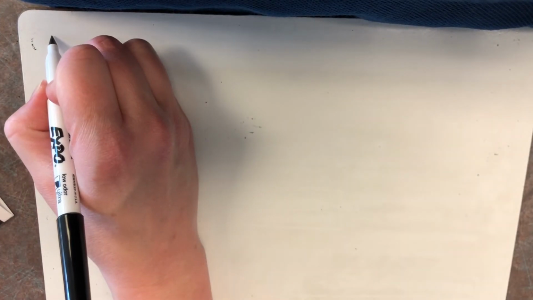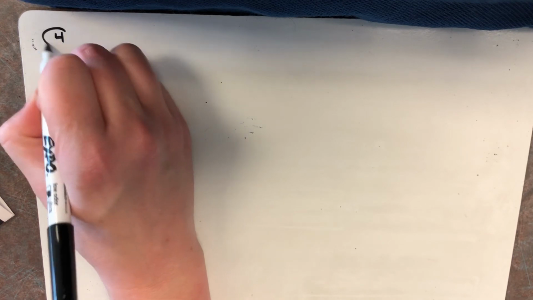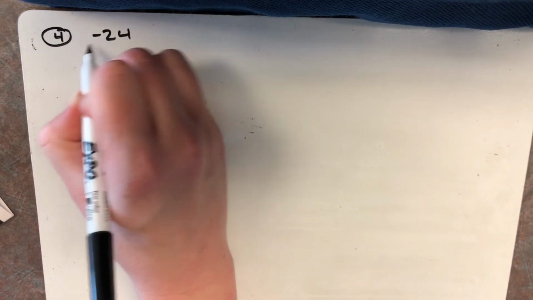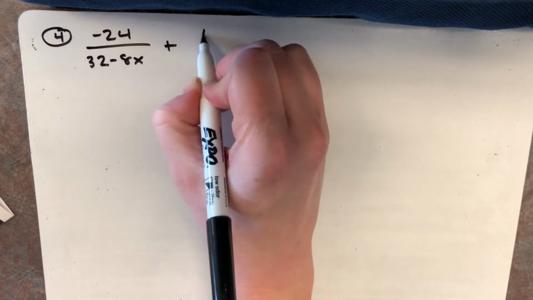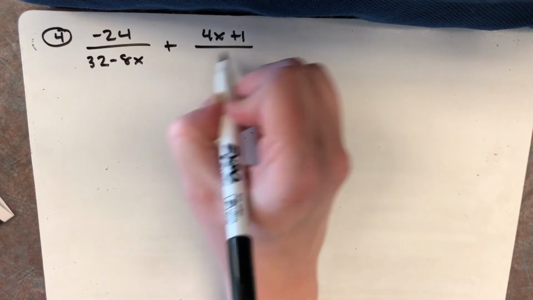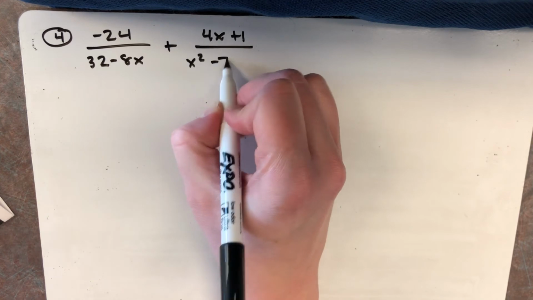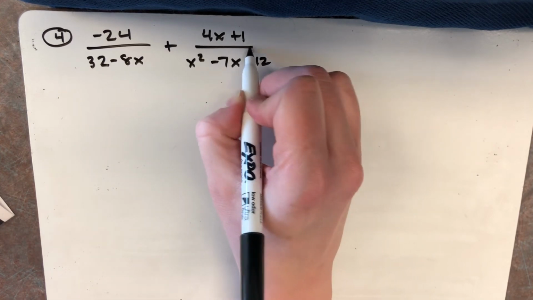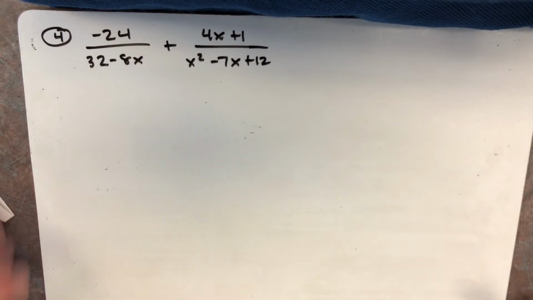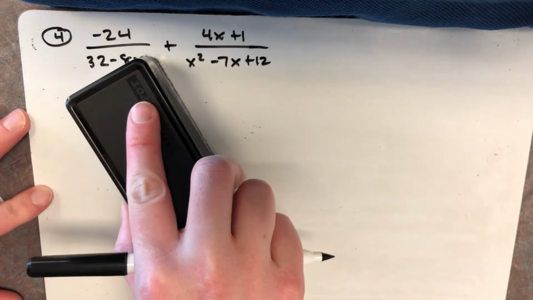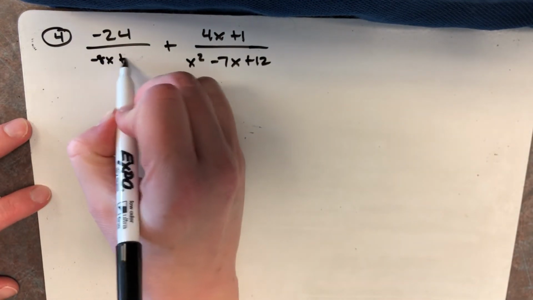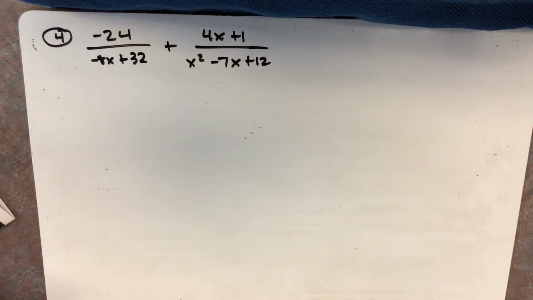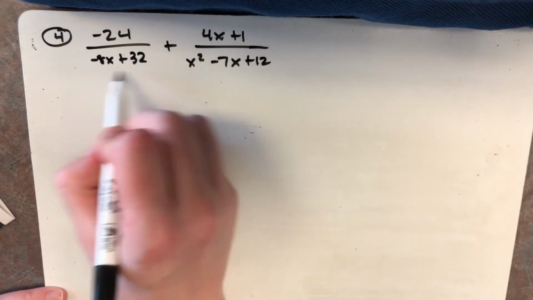Example 4 will be negative 24 over 32 minus 8x plus 4x plus 1 over x squared minus 7x plus 12. All right, first thing I'm going to do is rewrite this denominator as a negative 8x plus 32 to make my life easier. So I can factor this.